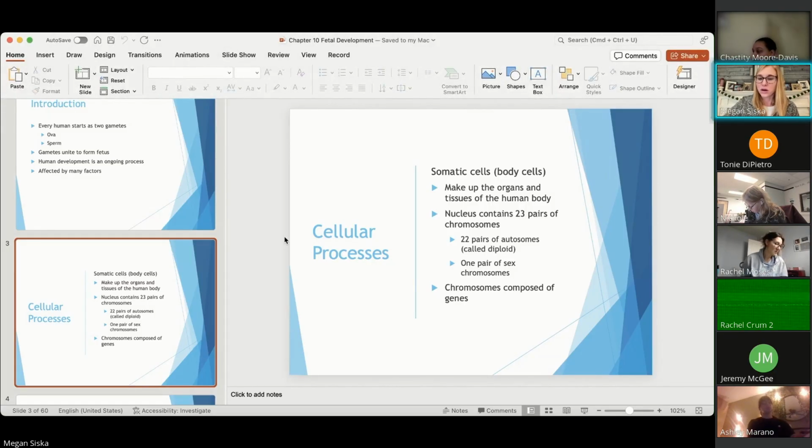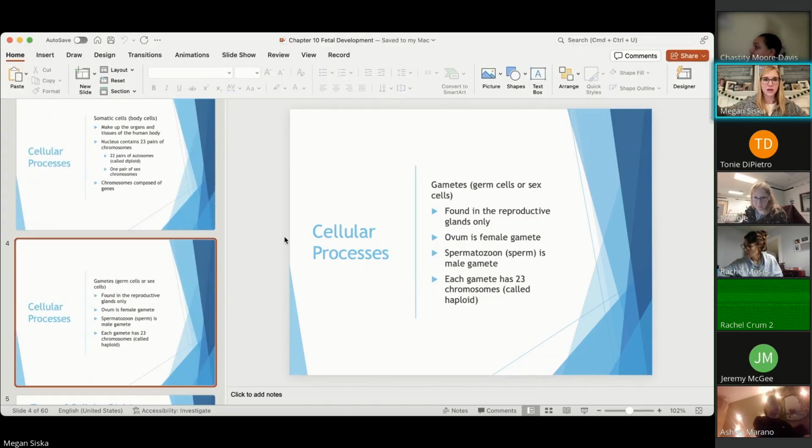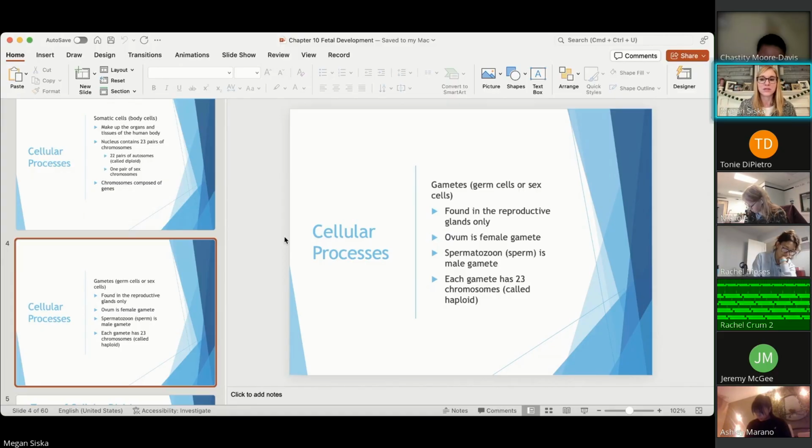Okay, so we talked about our body cells, or our somatic cells. The other type of cells that we have are gametes. Gametes are also called germ cells or sex cells. All of that means either your egg or your sperm. These particular cells are only found in our reproductive glands. For a female, it would be the egg or ovum or ova. We've got all these names for the same thing. And in our males, it would be sperm or spermatozoon or spermatids, which are the different developmental stages.